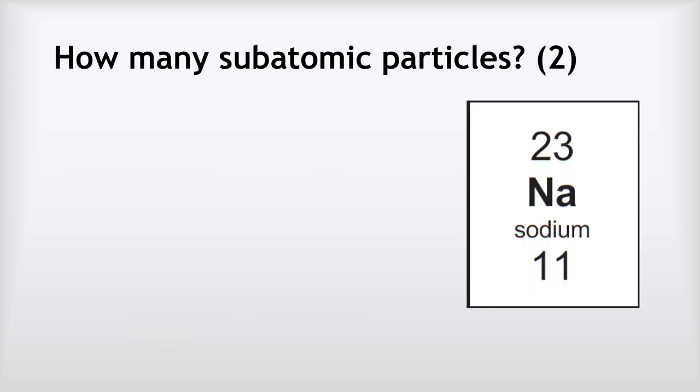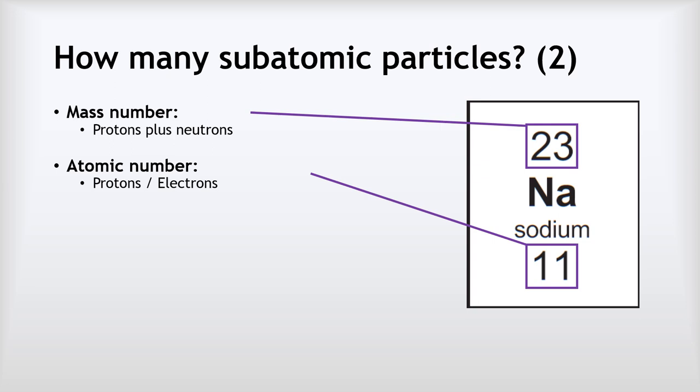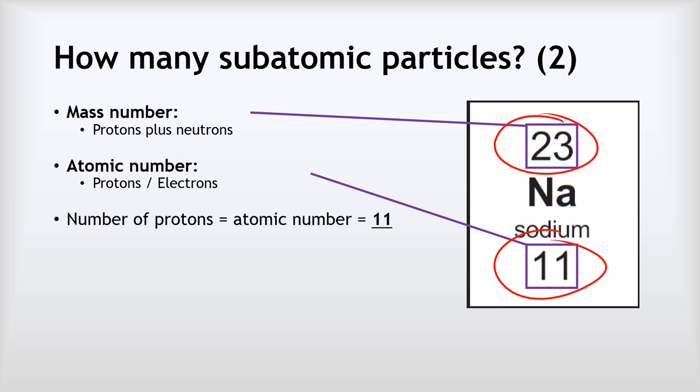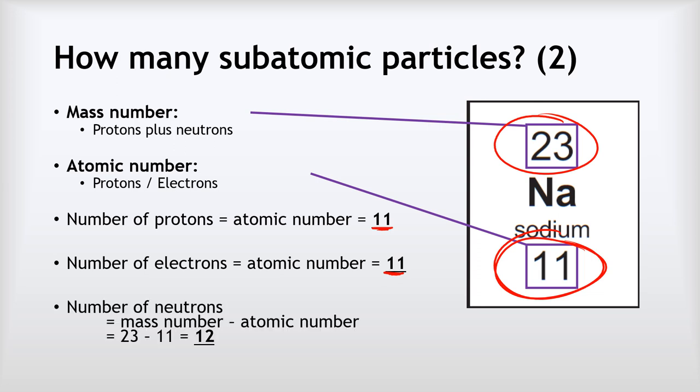Okay, let's look at a second example. This time we've got sodium. The mass number for sodium is 23, much bigger than for lithium, and the atomic number is 11. So how many of each of our subatomic particles? Well, the number of protons is the atomic number, which at the bottom there is 11. So we've got 11 protons. That means also we've got 11 electrons. And to find the number of neutrons, really easy. We do the same thing, the mass number take away the atomic number, which in this case is 23 take away 11, which leaves us with 12 neutrons.